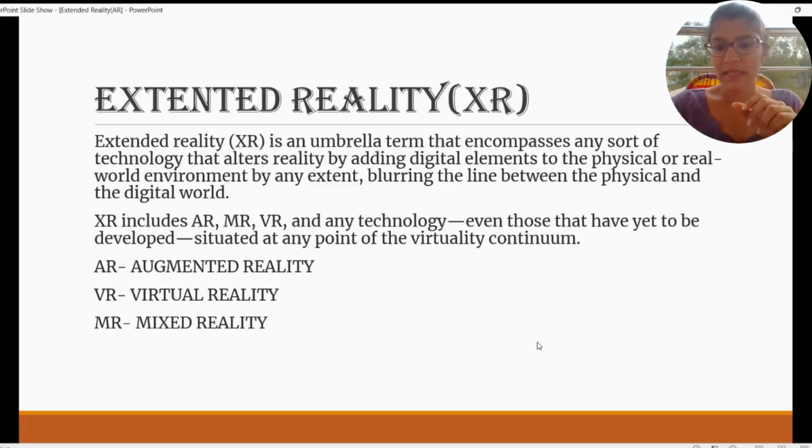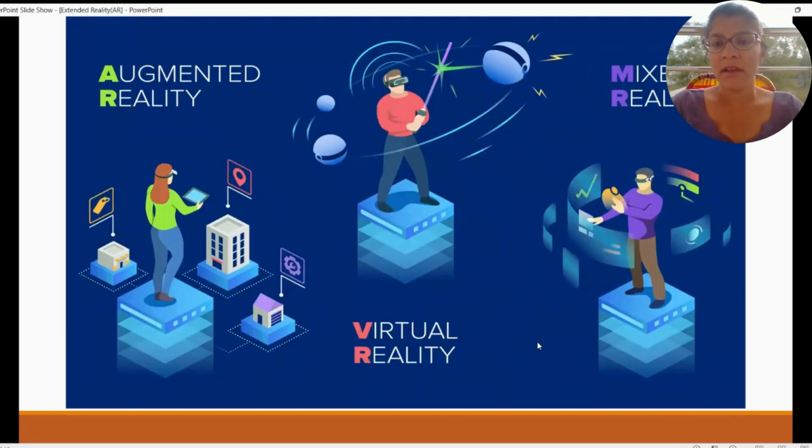Here, XR includes AR, MR, and VR, and any technology, even those that have yet to be developed, situated at any point of the virtual continuum. What are AR, VR, and MR? AR is augmented reality, VR is virtual reality, and MR is mixed reality. Let's look into them. This is the overview. We can see how augmented reality looks, and how virtual reality and mixed reality look. You can see quite a few differences between them by looking at this image.